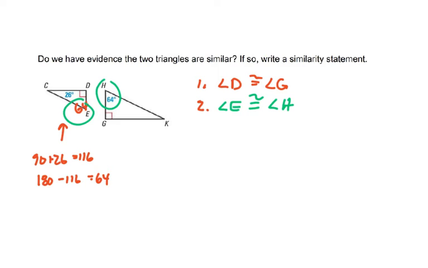So the rule was, if I can prove two are congruent, then I write a similarity statement. So I'm going to call this one triangle CDE. And that went 26 to 90 to 64. Similar. Remember, congruent has the equal sign. Similar doesn't. 26 to 90 to H is KGH. Go ahead and pause if you need to catch up. We're going to move to the next problem.